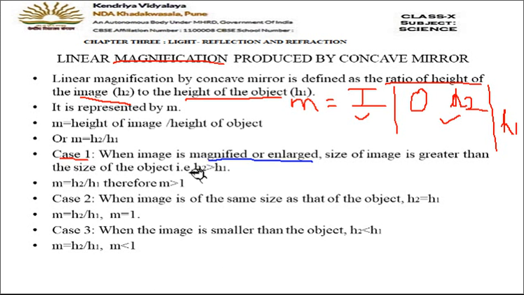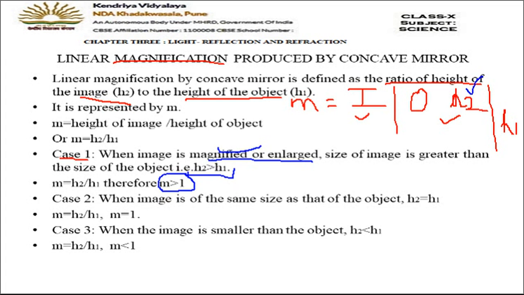So in that case, what will happen? H2 is greater than H1. Fine. So what will happen in this case? If H2 is greater, naturally when you find the ratio, whatever answer you get will be more than 1. So you will get m greater than 1 here. Okay. So in the numericals, if your value of m comes more than 1, that simply means that the image is magnified or enlarged. In the numericals, when you find the value of m, if it comes more than 1, that means the image formed is an enlarged image. Fine.